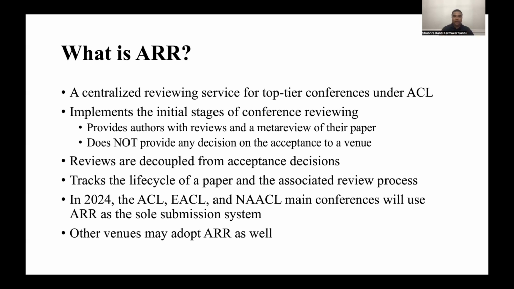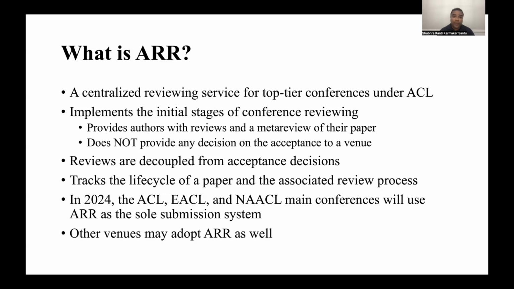Why do we really want to do ARR? Well, reviewing is critical to scientific progress. Reviewing is a lot of work, but it is also the backbone of scientific research and its progress. So we want to minimize the load for reviewers, so that when the same paper gets submitted to different conferences, the amount of repeated reviewing work is something we want to get rid of. But at the same time, we want to track the life cycle of a paper and the associated review process.